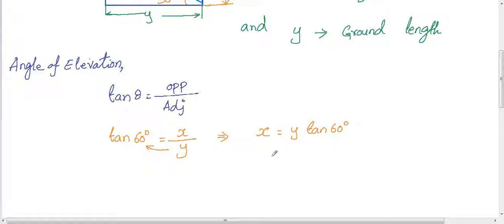What is the value of tan 60? We know that it's root 3. So x is equal to square root 3 y.